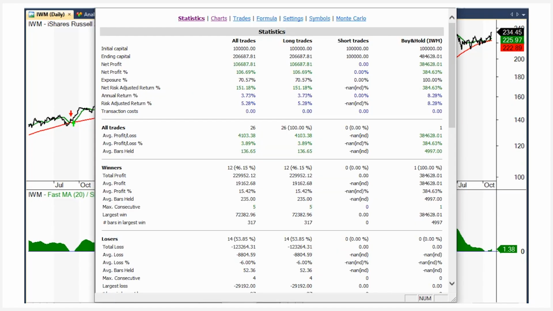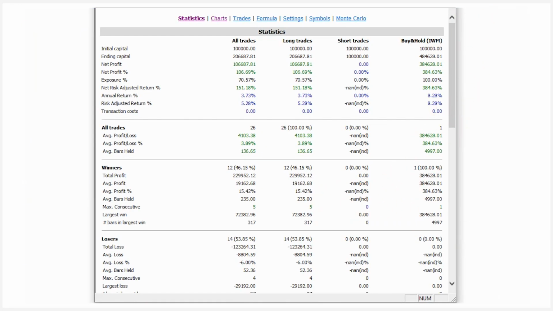So I went ahead and ran the numbers here, and I'll show them to you. And it doesn't seem to help much when you go to a 20-period moving average, because if you look here, you can see your compound annual return was down to 3.73%. And you had 46% winners, so that was better. Your average gain was 15.42%, 54% losers, and average loss was 6%.